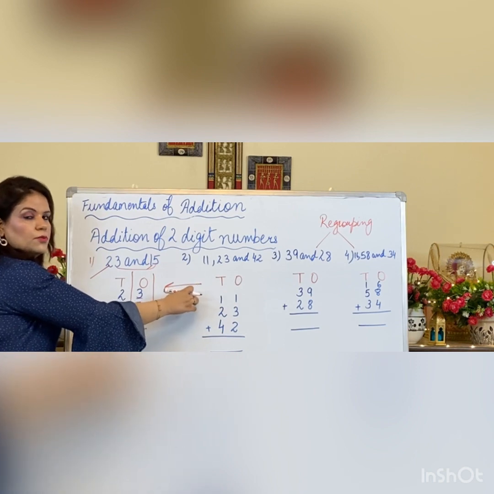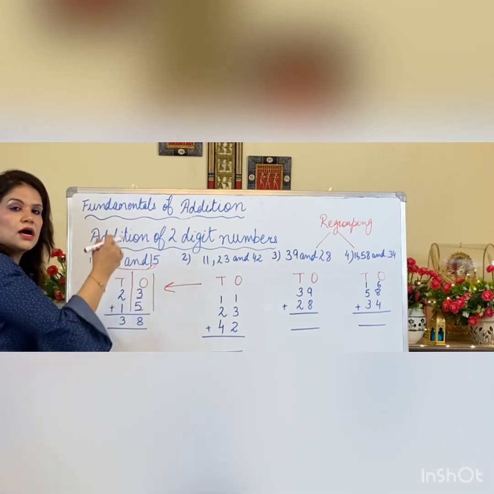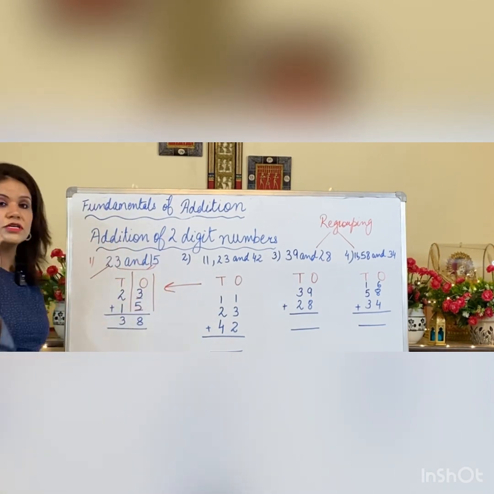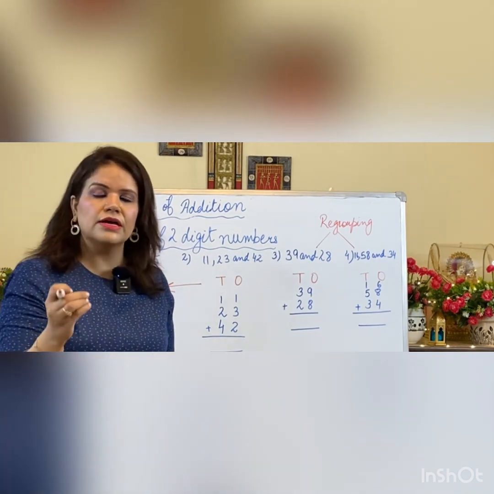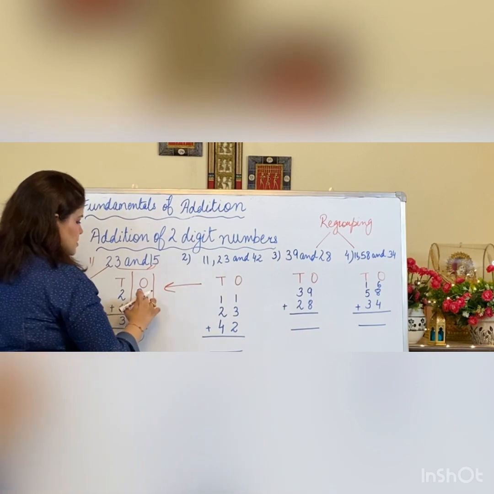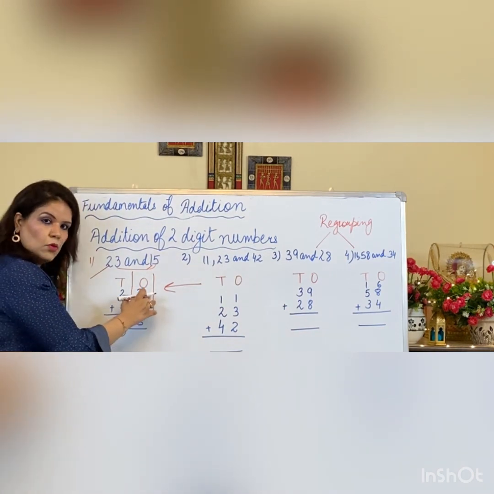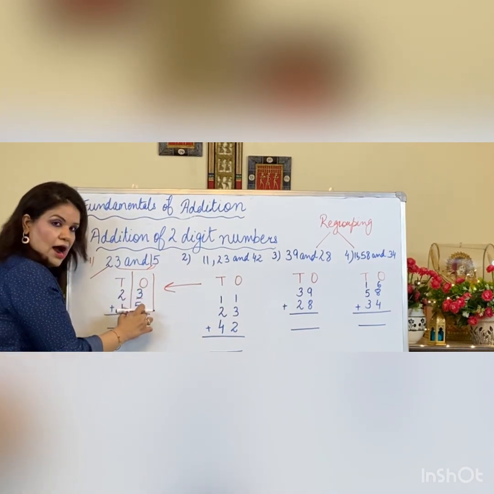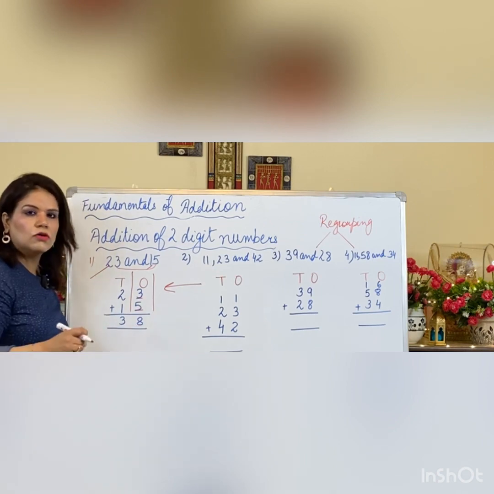From ones we will move towards tens, hundreds and thousands. So the first number which we will be solving will be the ones place number. In this case, 3 plus 5, they both are at ones place. Then we will add them. Answer will be, how to add?